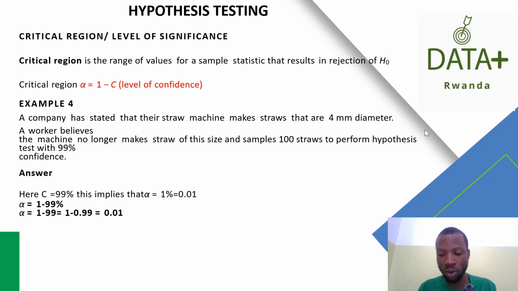Let's say, for example, you hear some people say 95%. That is the range of our result where it's going to fall. That's what we call the critical region. And this is an example: the company has stated their store machine makes something, and they are trying to show us how we can create also the level of significance. The level of significance is the acceptable error we can make during the research.